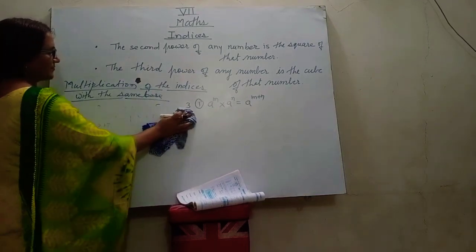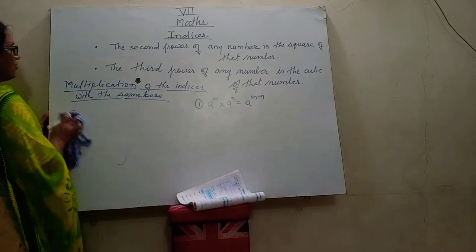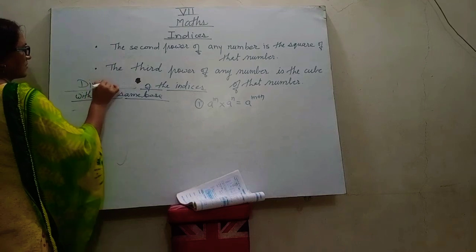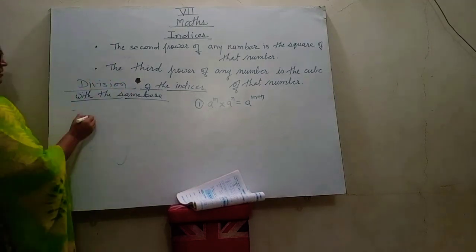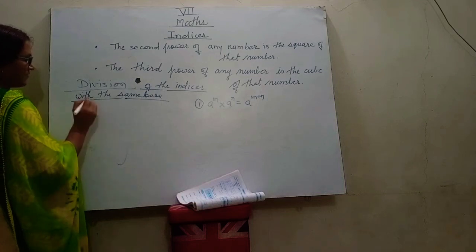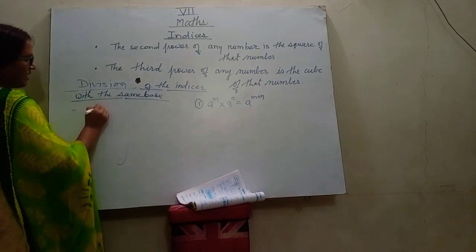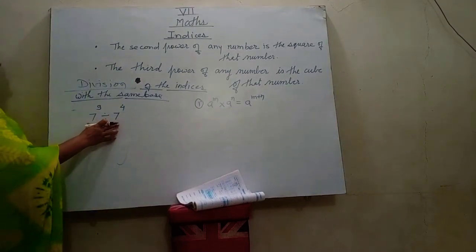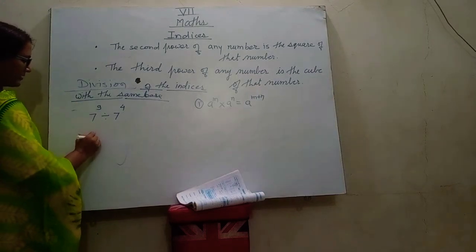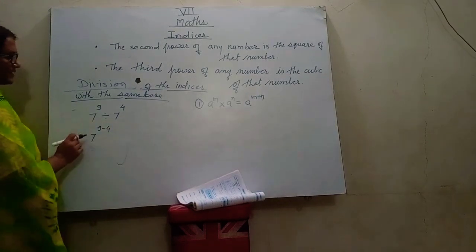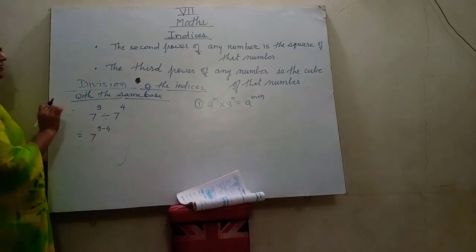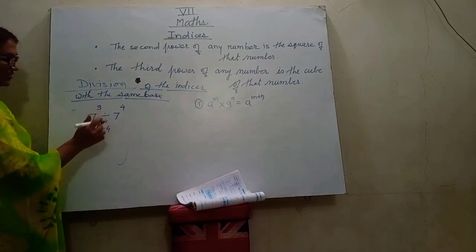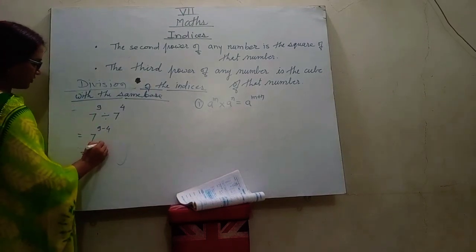As same as about division. 7 raised to the power 9 divided by 7 raised to the power 4. Here base is same. Then we can take the subtraction of the indices. When division is there and bases are same, then directly we can take the subtraction of the indices. 7 raised to the power 5.